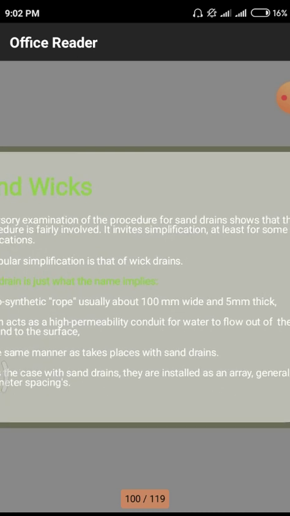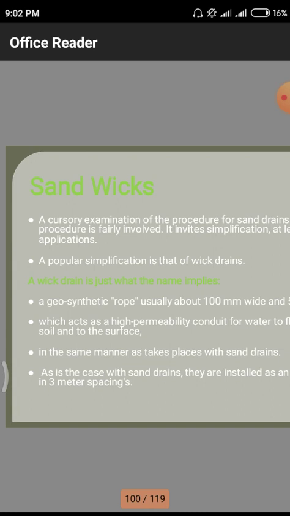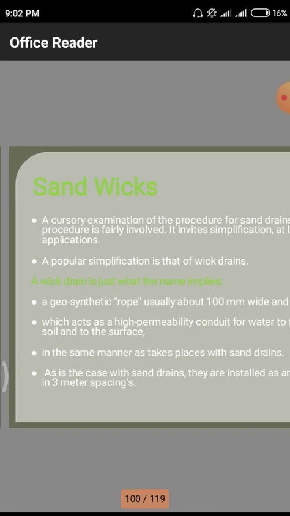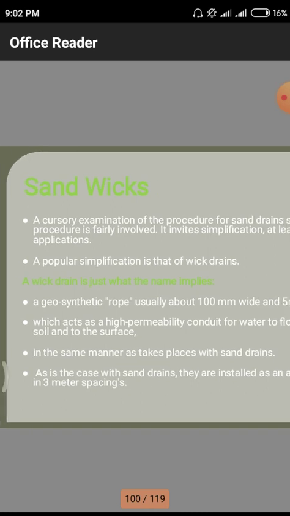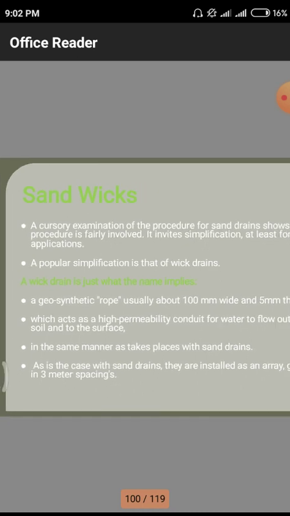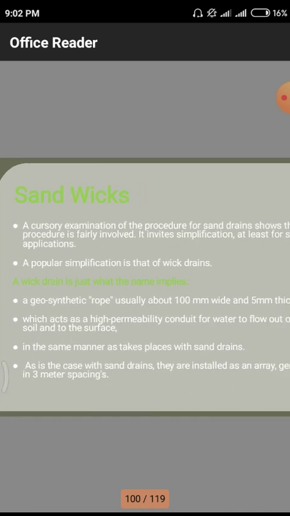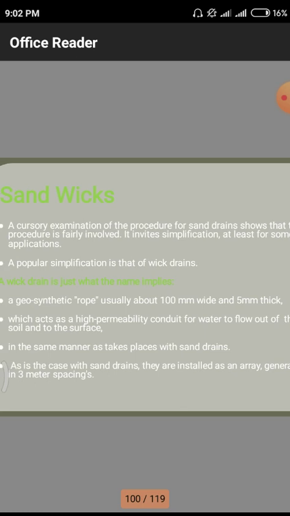First of all, a sand drain is just what the name implies: the sand is draining the water present in the soil, so it is called a sand drain. A geosynthetic rope, usually about 100 mm wide and 5 mm thick, is used in these sand drains. The rope interconnects one sand drain to another.